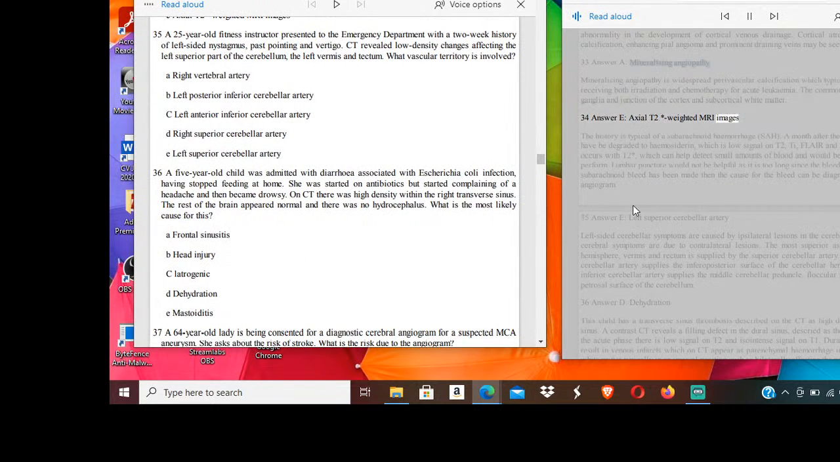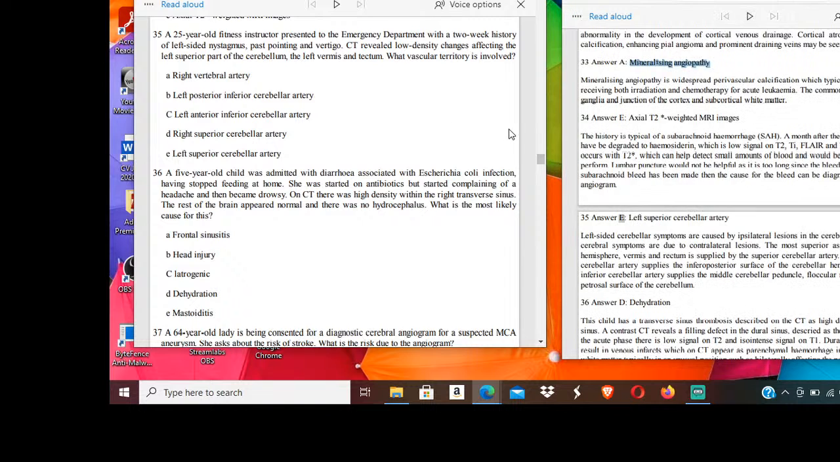Answer E. Axial T2 star weighted MRI images. The history is typical of a subarachnoid hemorrhage, SAH. A month after the event the blood would have degraded to hemosiderin, which is low signal on T2, T1, FLAIR and T2 star. Blooming artifact occurs with T2 star, which can help detect small amounts of blood, and would be the most useful test to perform. Lumbar puncture would not be helpful as it is too long since the bleed. Once a diagnosis of a subarachnoid bleed has been made, the cause for the bleed can be diagnosed using CT cranial angiogram.